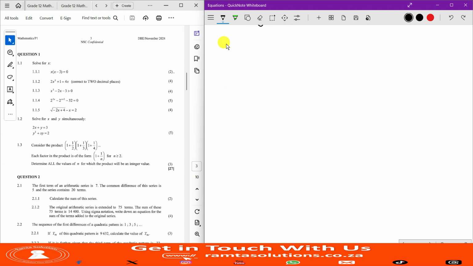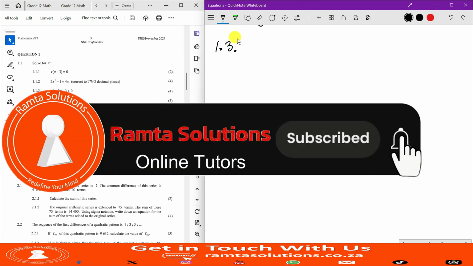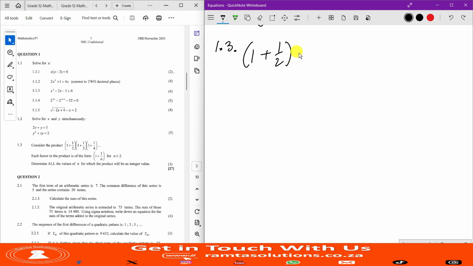Now 1.3, consider the product: 1 plus a half, times 1 plus a third, times 1 plus a quarter, and so on. So they say each factor in the product is of the form 1 plus 1 over n, for n greater than or equal to 2. If you like, this could be represented like this. I for one see that simplifying it, 1 plus a half is 3 halves.